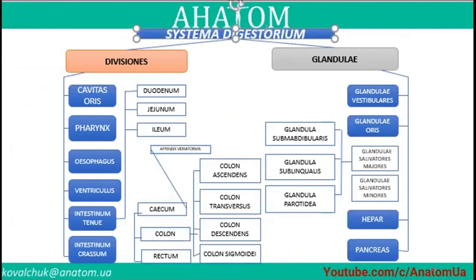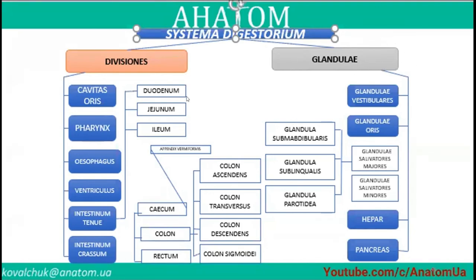Next, there may be a schematic. In the digestive system there are some regions and glands. Regions are the oral cavity, pharynx, esophagus, stomach, small intestine, and large intestine. The small intestine has three parts: duodenum, jejunum, and ileum. The large intestine has three parts too: cecum, colon, and rectum. If you look, the colon, for example, has four parts. For remembering this structure, we will talk about some methods next time.